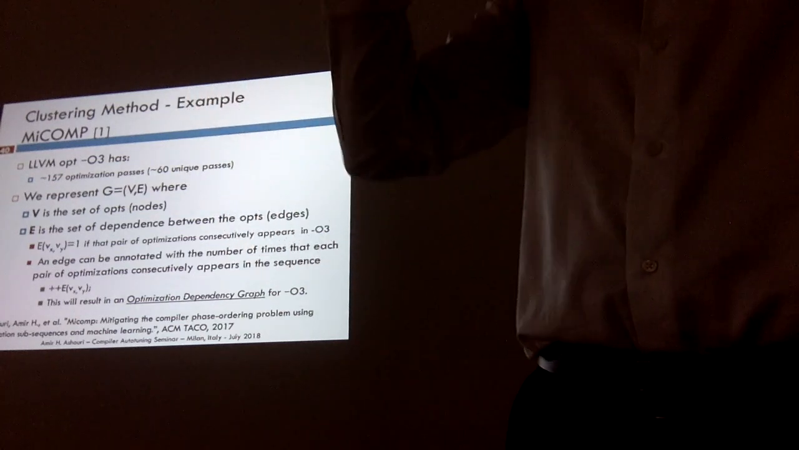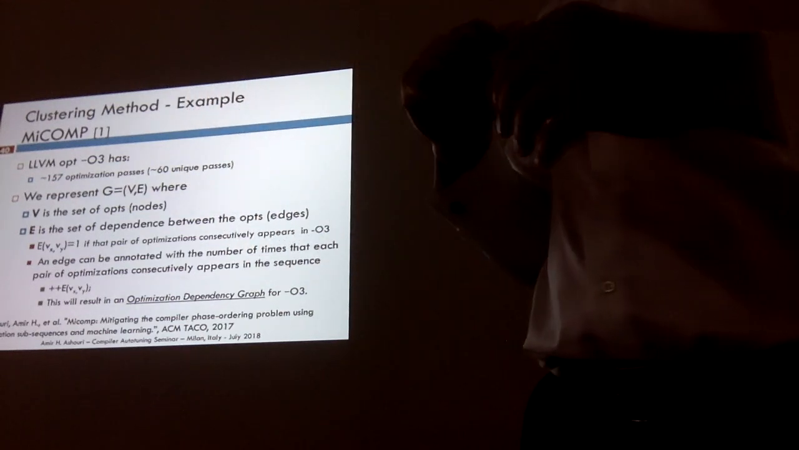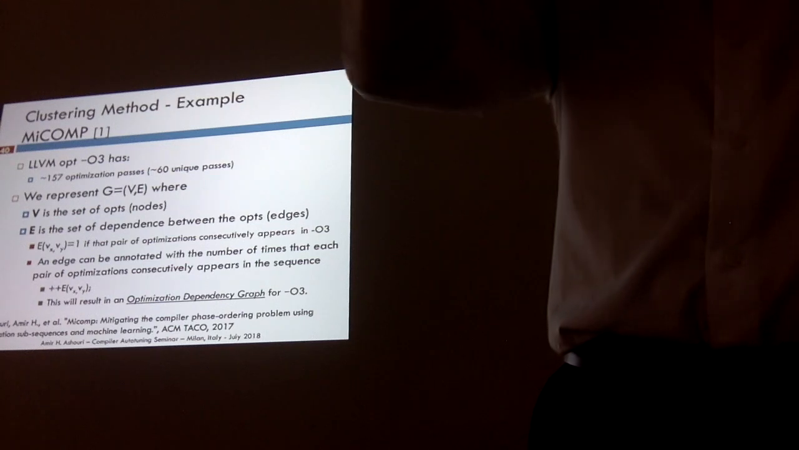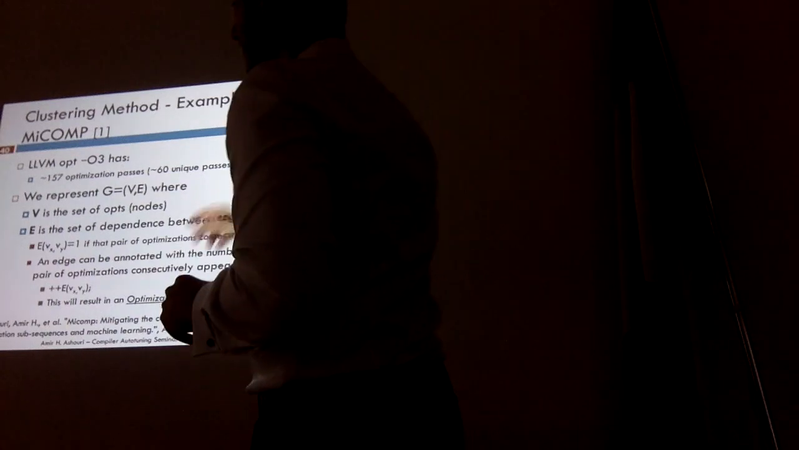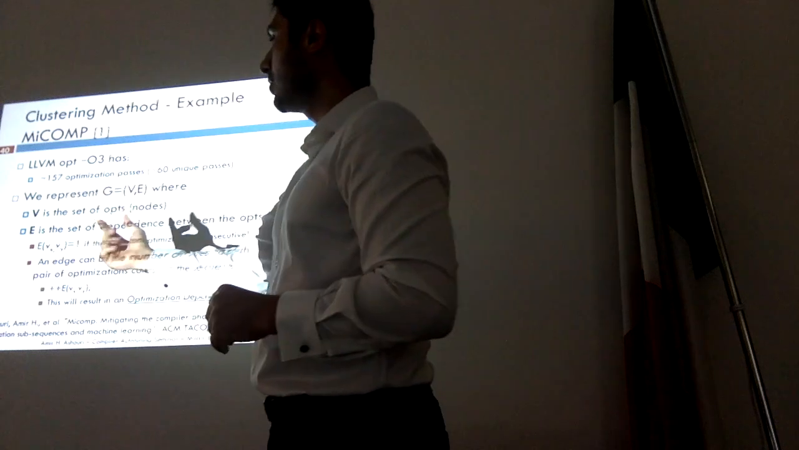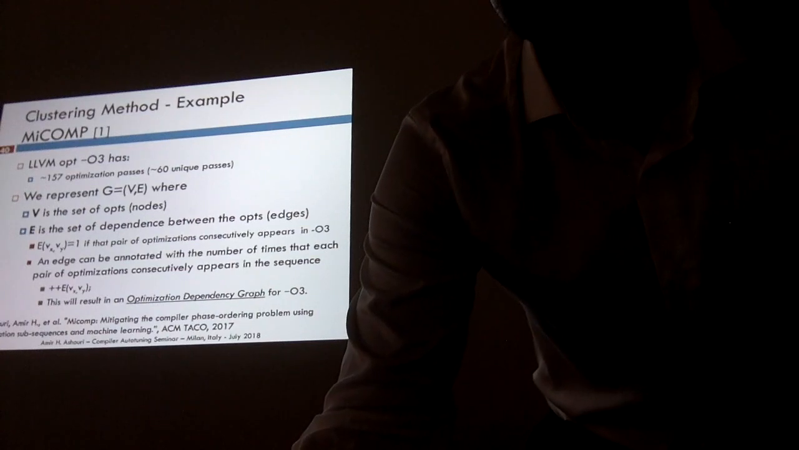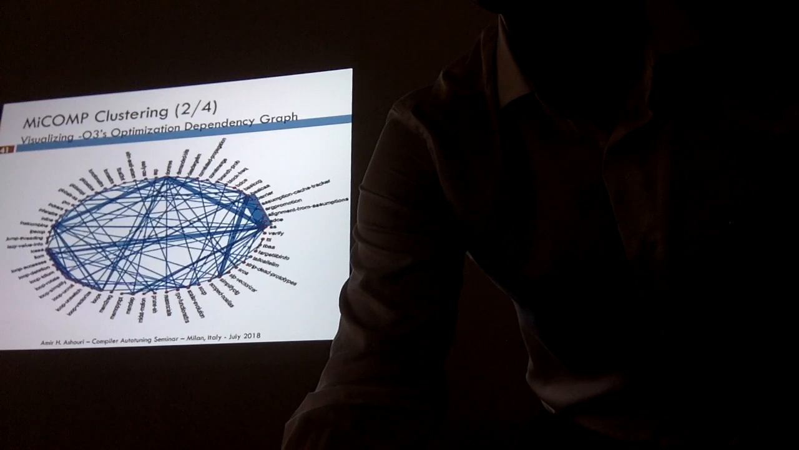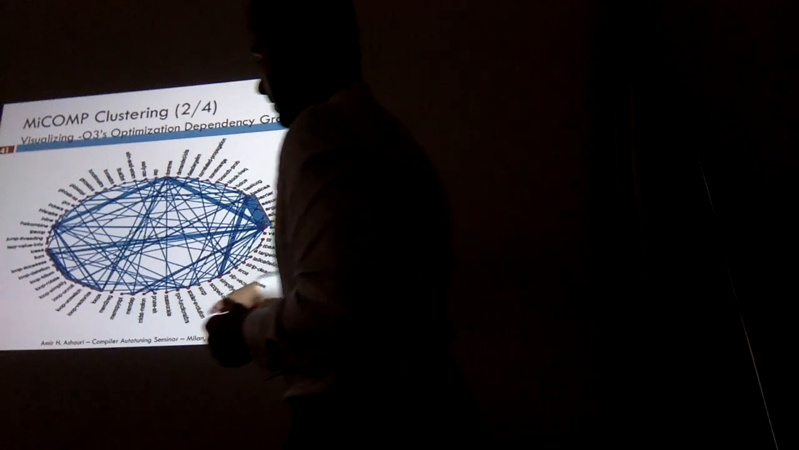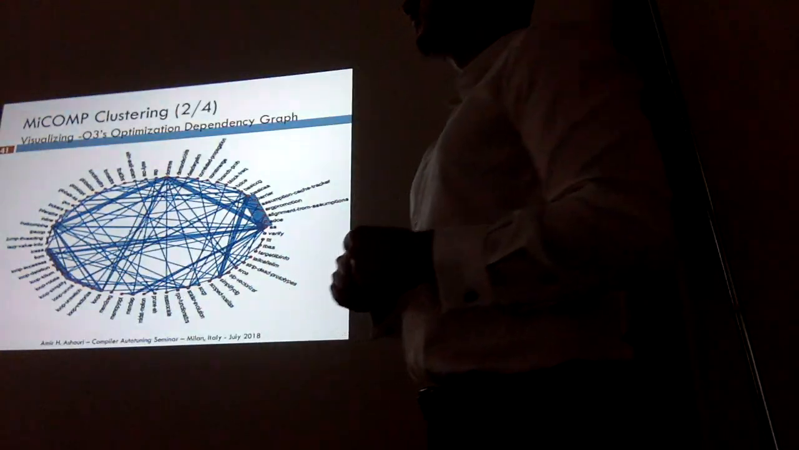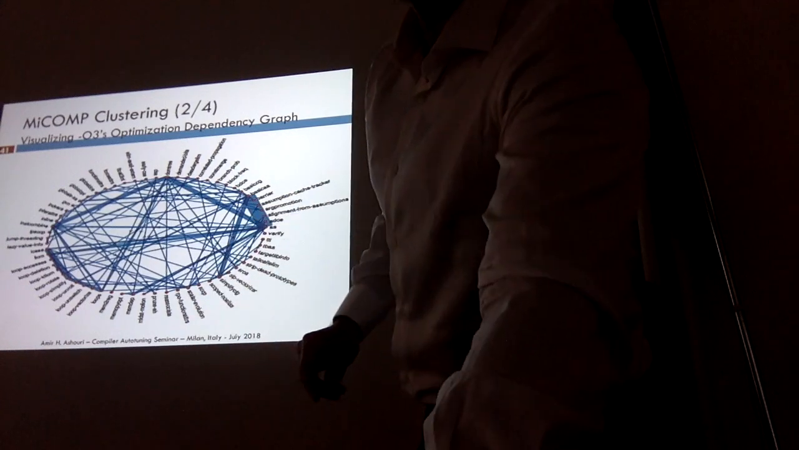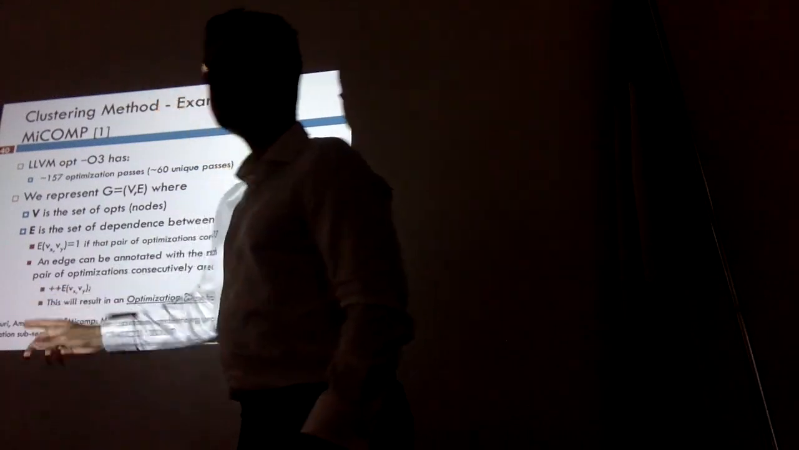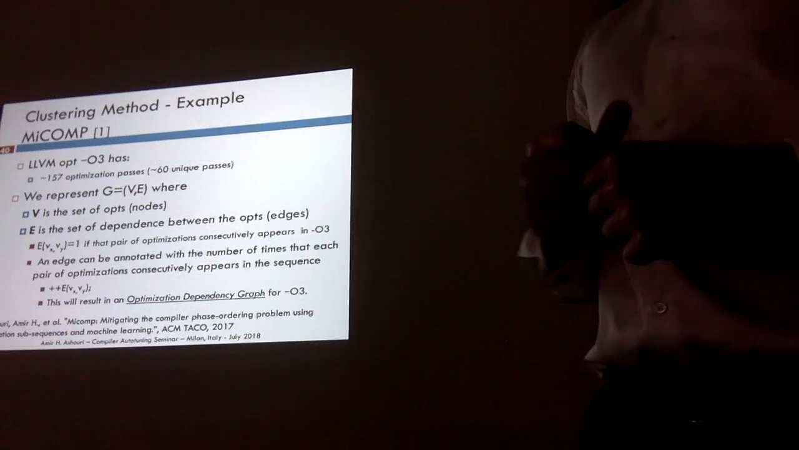So we were parsing optimization O3, all those 157 optimizations, and we were pinpointing all those consecutively appearing nodes inside that optimization path, and we were building up numbers for each of those pairs, each of those 60 pairs. So based on this, you can generate an optimization dependency graph. So these are all those 60 unique optimizations, and the wider the arrow, the higher the number of times they appeared consecutively together on that specific optimization path.